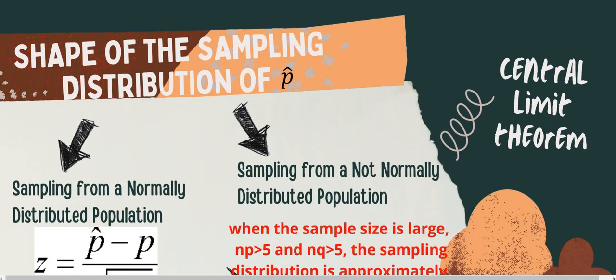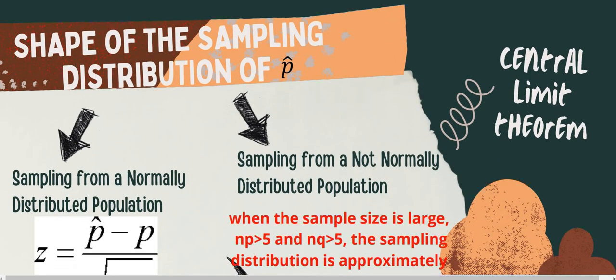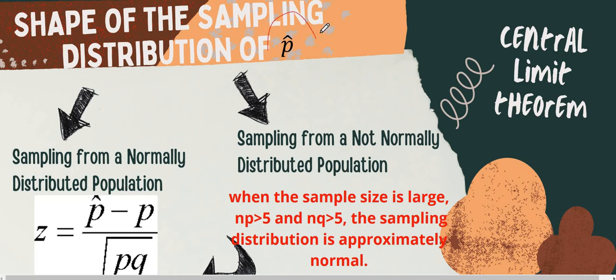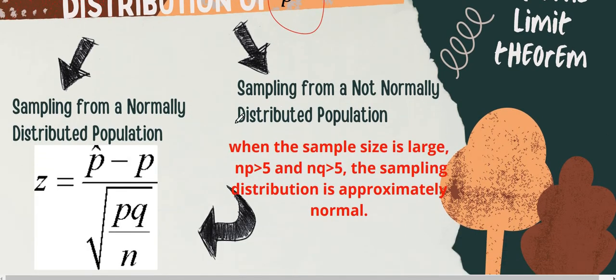Then the last one here: the shape of the sampling distribution of P-hat. Earlier it was X bar, so now P-hat. We still have normally and not normally distributed cases. For the normal case, we use this to transform to Z: P-hat minus P over the square root of PQ over N. For the not normal case, it applies when the sample size is large. Earlier, for the sample mean, large is when N is greater than or equal to 30.